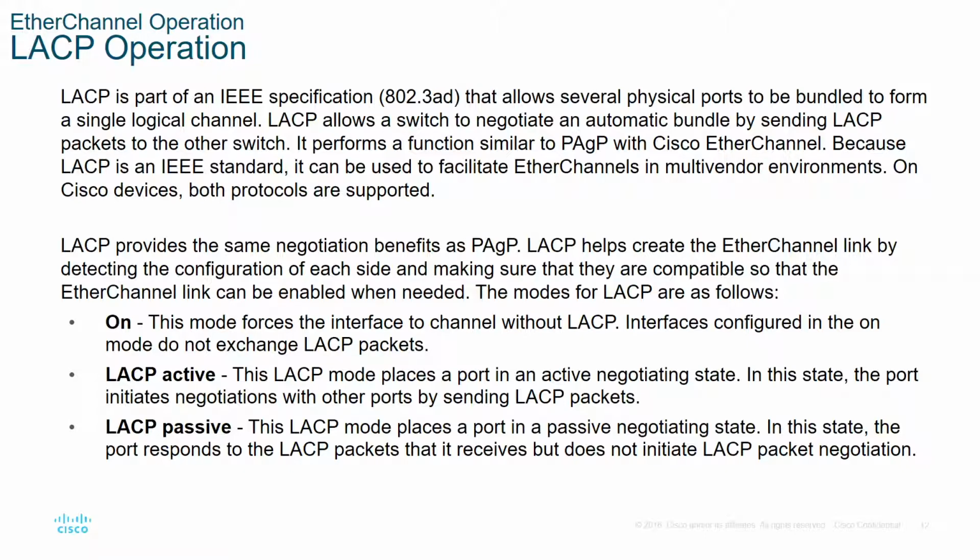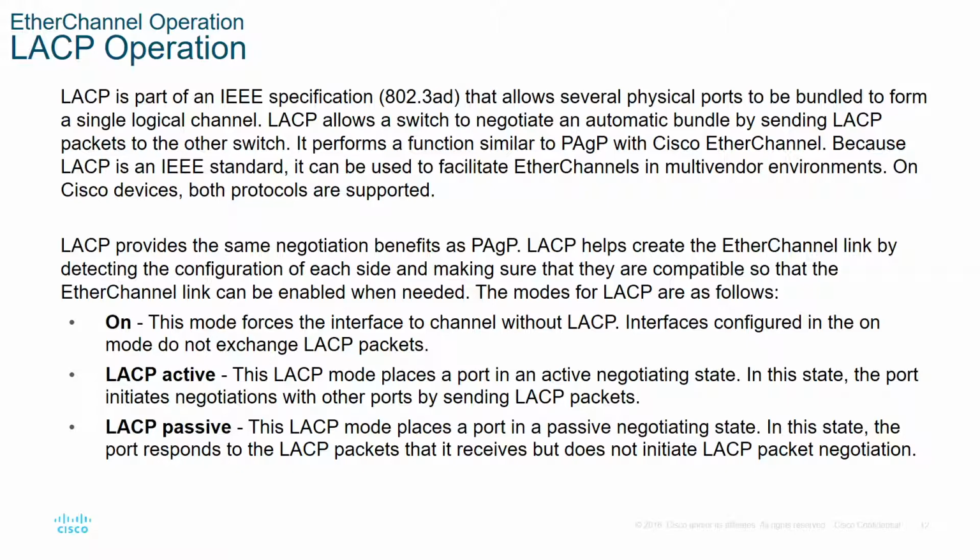LACP provides the same negotiation benefits as PAgP. PAgP, or LACP, helps create the EtherChannel link by detecting the configuration of each side and making sure that they are compatible so that the EtherChannel link can be enabled when needed. The modes for LACP are as follows. On. This mode forces the interface to channel without LACP. Interfaces configured in the on mode do not exchange LACP packets.